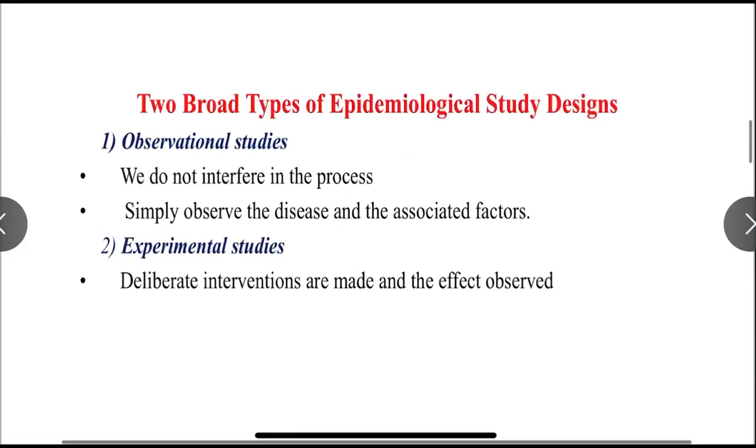There are two broad types of epidemiological study design: observational study and experimental study. In an observational study, we do not interfere in the process, we simply observe the disease and associated factors. We just look from the outside, but we do not interfere in the process. Then in an experimental study, we do some intervention and we look for the effect of that intervention. So we actually get involved in the experimental study.